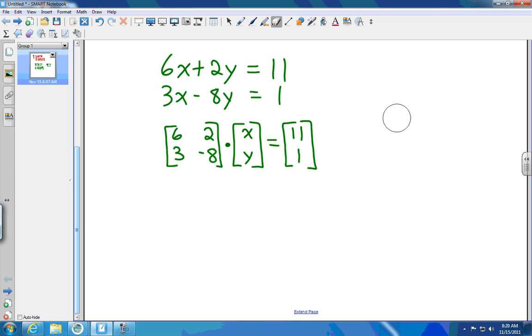The way you get rid of this matrix is multiply by the inverse on both sides. So you have to find the inverse of this matrix every time and multiply by it. So to find that inverse, what would we have on the bottom?